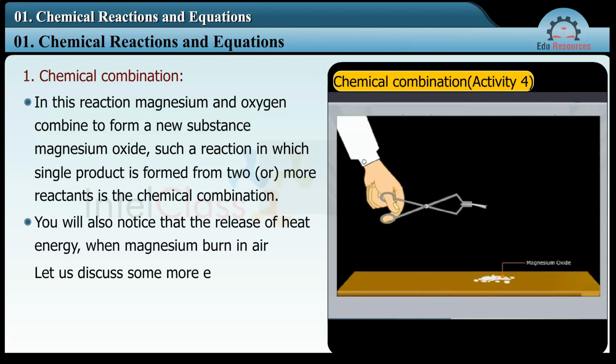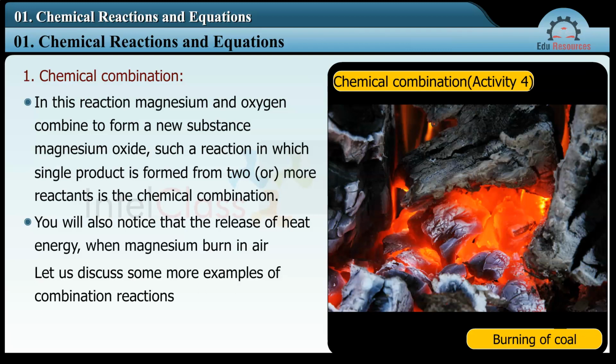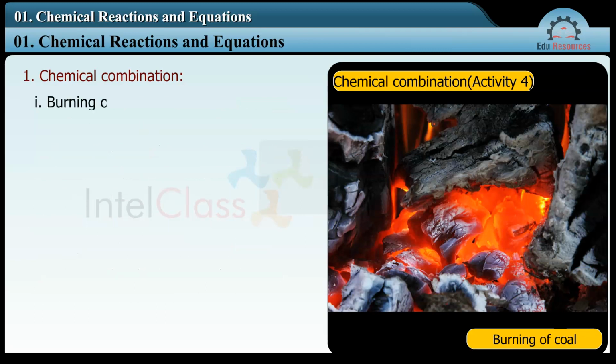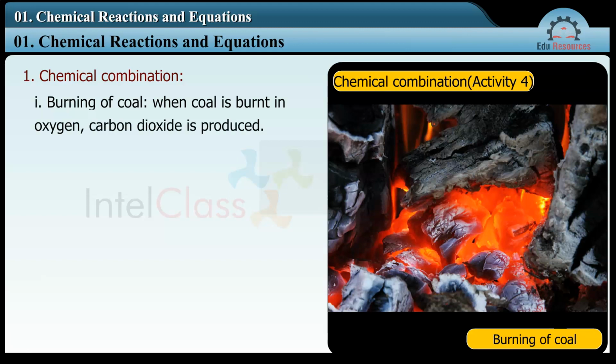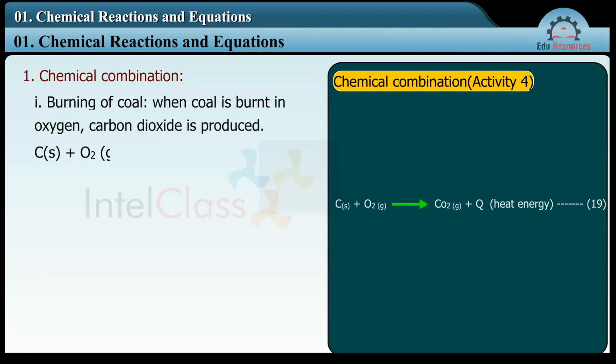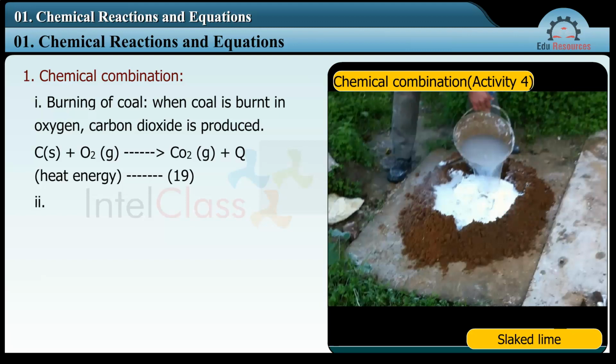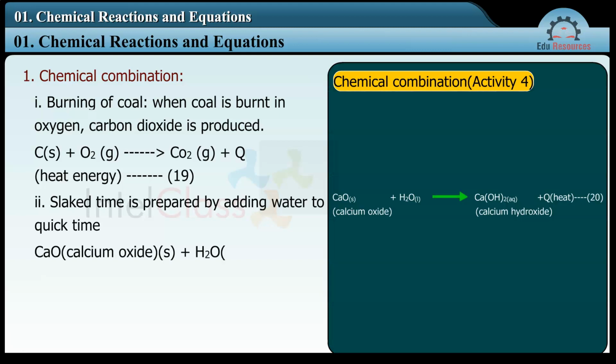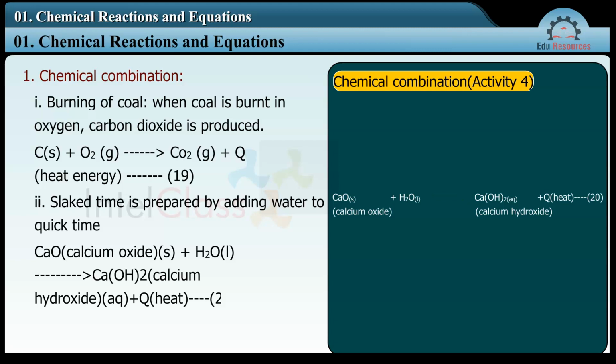Let us discuss some more examples of combination reactions. 1. Burning of coal. When coal is burnt in oxygen, carbon dioxide is produced. C + O2 gives rise to CO2 + Q (heat energy). 2. Slaked lime is prepared by adding water to quicklime. CaO + H2O gives rise to Ca(OH)2 + Q (heat energy).